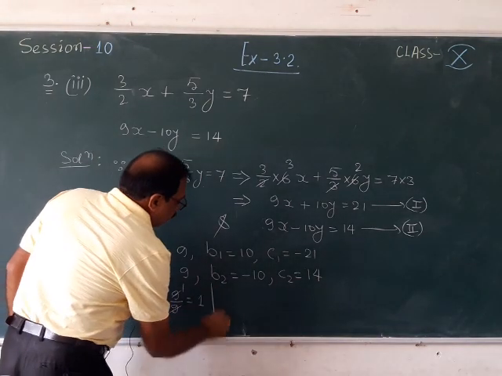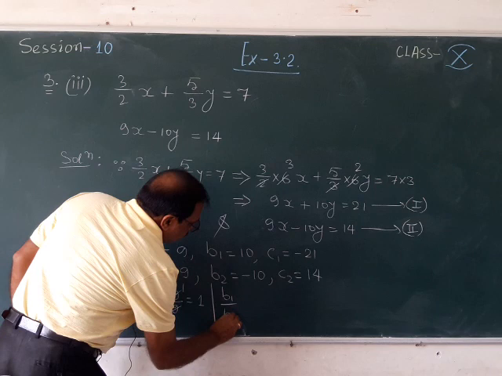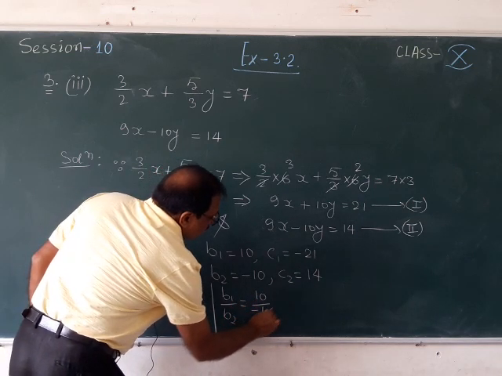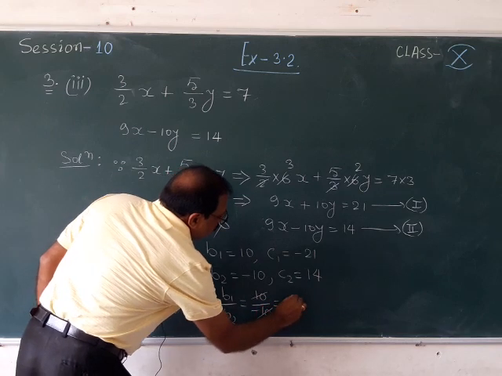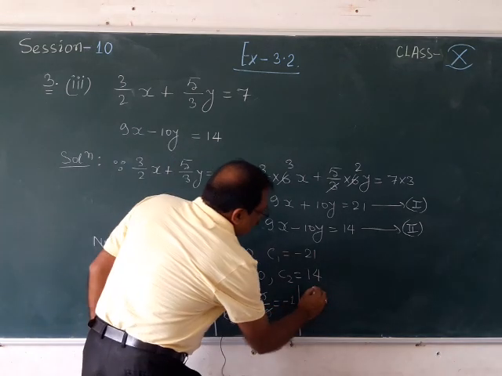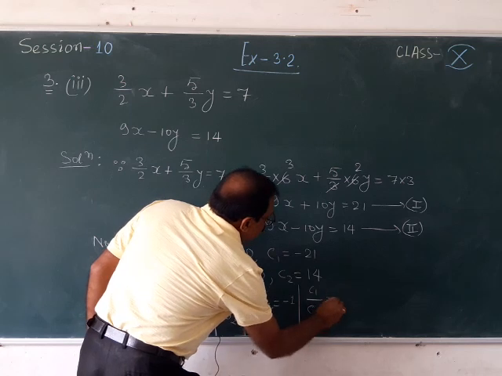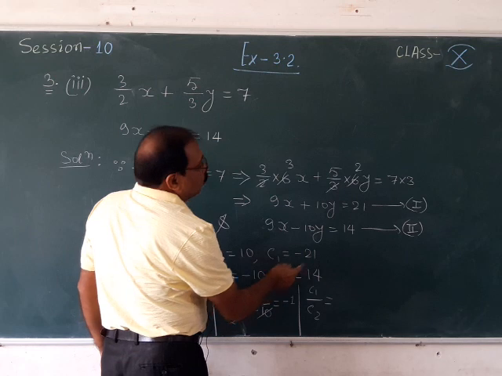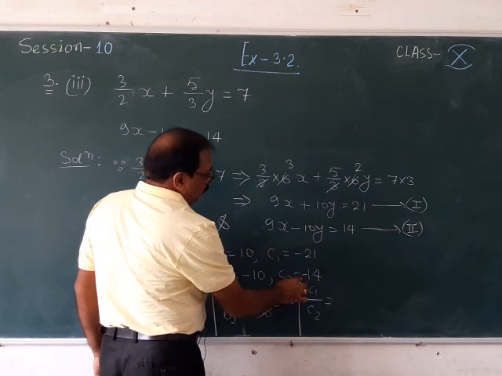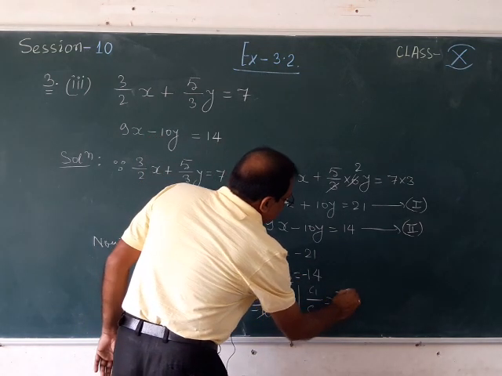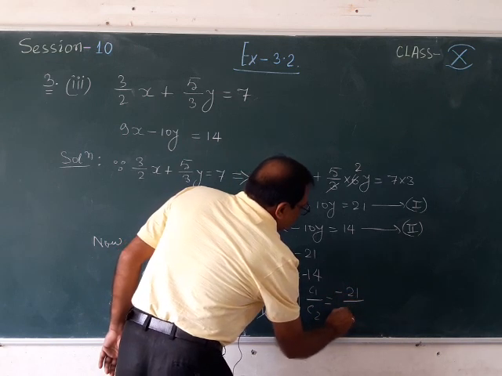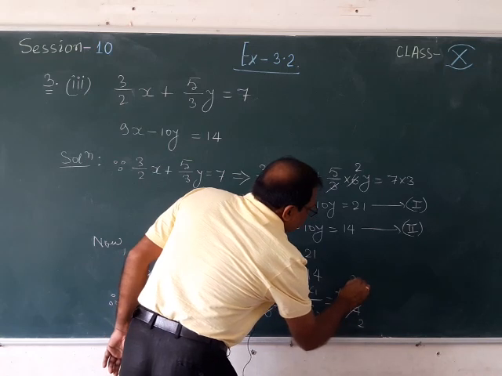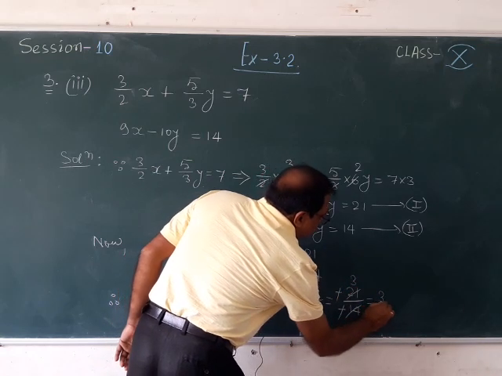You need to check B1 by B2, and this time B1 by B2 you are getting 10 upon minus 10, it will be cancelled and the value will be minus 1. Then you can check the value of C1 by C2. C1 is minus 21 and C2 is minus 14. So cancel both the numbers, 7 twos are 14 and 7 threes are 21, that means it is coming 3 by 2.